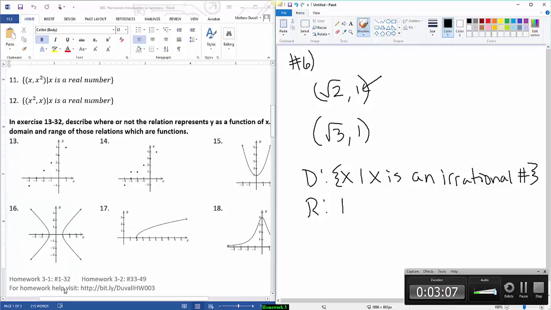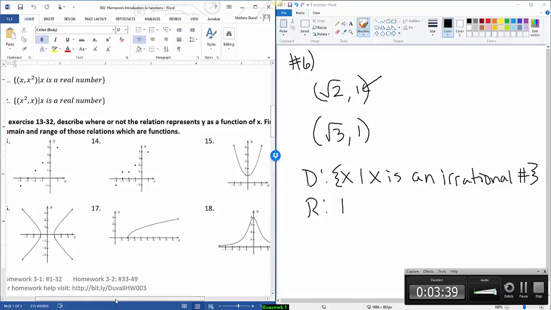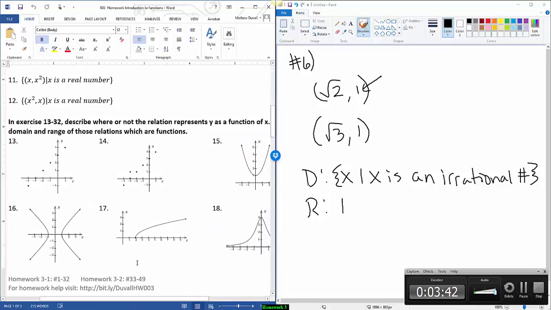This one says, in exercises 13 through 32, describe whether or not the relation represents y as a function of x. Maybe it's supposed to say whether. Might be a typo. There it goes. So describe whether or not the relation represents y as a function of x. I'll go fix that. And find the domain and range of those relations which are functions. Okay, so let's do that.